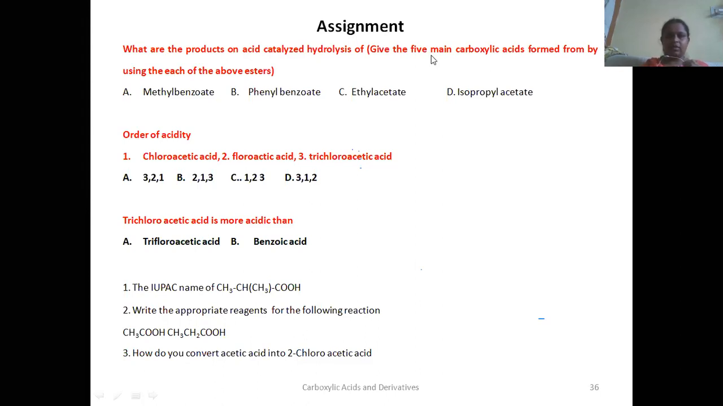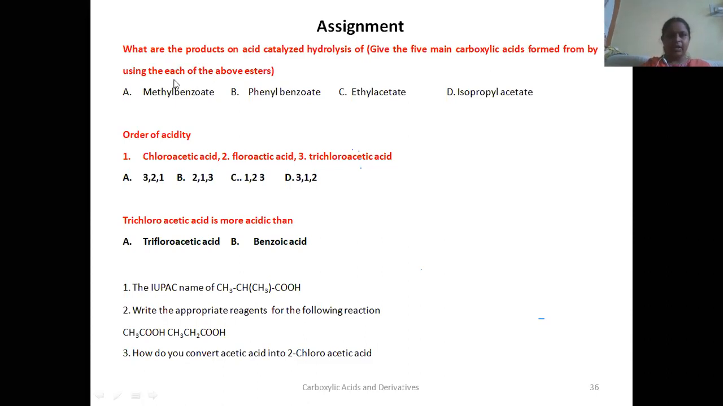Now there is an assignment for you. So please take a screenshot of this and try to solve these questions. The first question, what is the first question? What are the products on acid hydrolysis of, just now we discussed. Where is the question? I'm sorry, I missed this. Okay, no, the question is right.